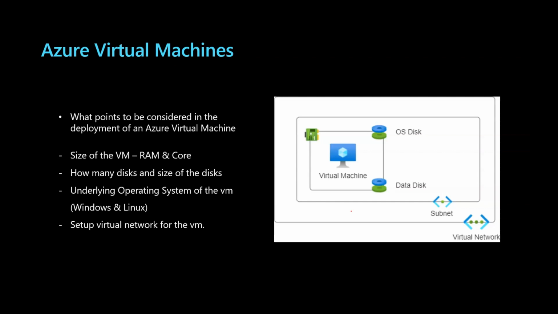But in Azure, we have virtual machines which are virtually available instead of physically being available with you, which can be accessed from anywhere over the internet. Now, let's see what is involved in the deployment of virtual machines. When we deploy a VM, we need to consider the size of the VM, how much CPU or RAM is required, how many disks and what size of disks are required, the underlying operating system, whether Windows or Linux, and a virtual network of which the virtual machine will be part of.